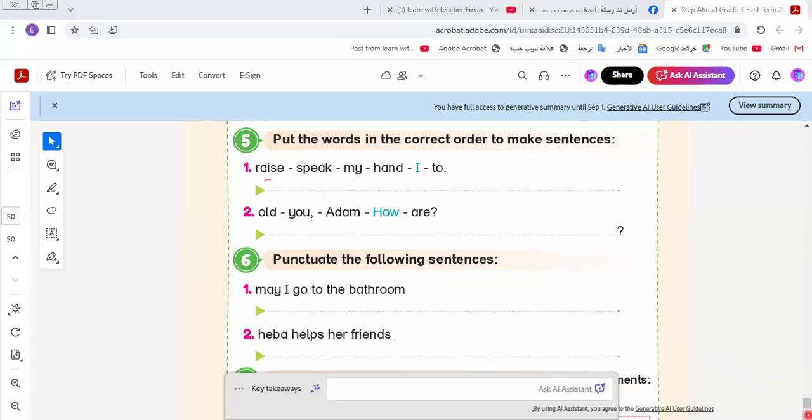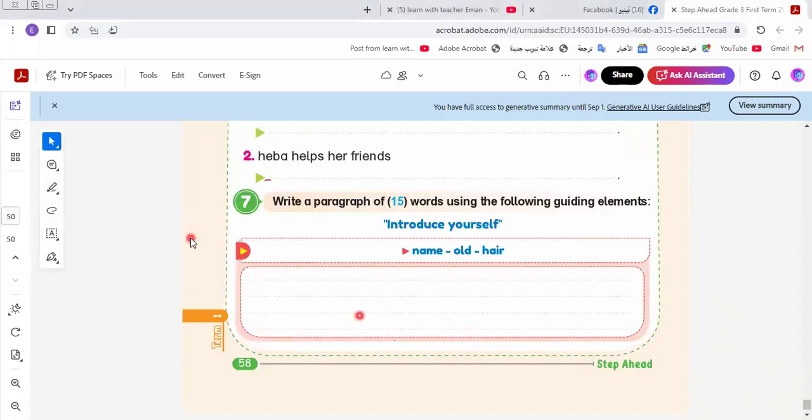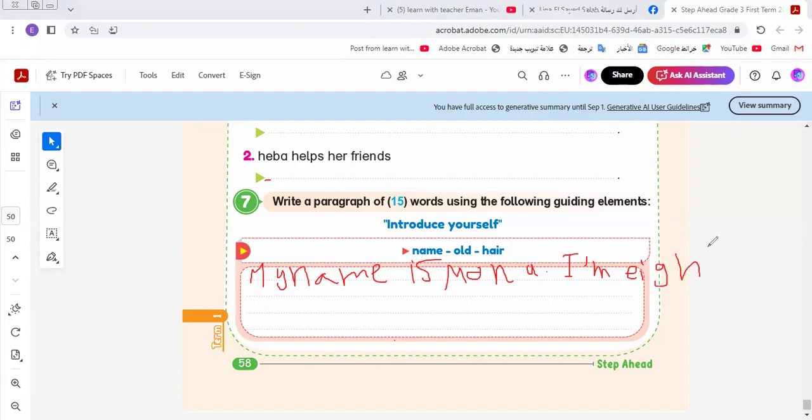Here in the last question, it will be: introduce myself. So here we say name, age, hair. So we say my name. I write here my name. I will write this paragraph. I say, for example, my name is Mona. I write any name, not the same name as we write. I say here, for example, 8 years old, because I'm in grade 3, so it will be the suitable age for this stage. It will be 8 years old.